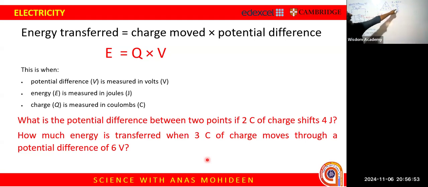So V is equal to E over Q. 4 over 2 is 2, and the voltage is measured in volts. 2 volts. Very simple. And what about the second question there?